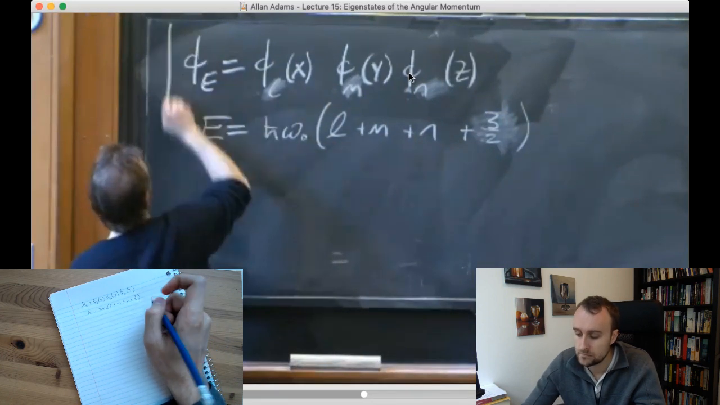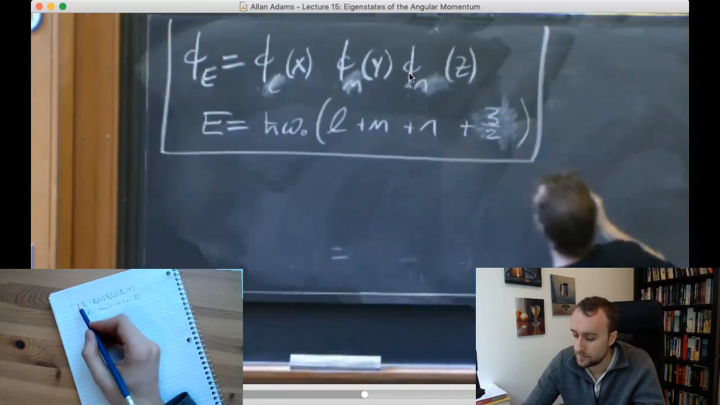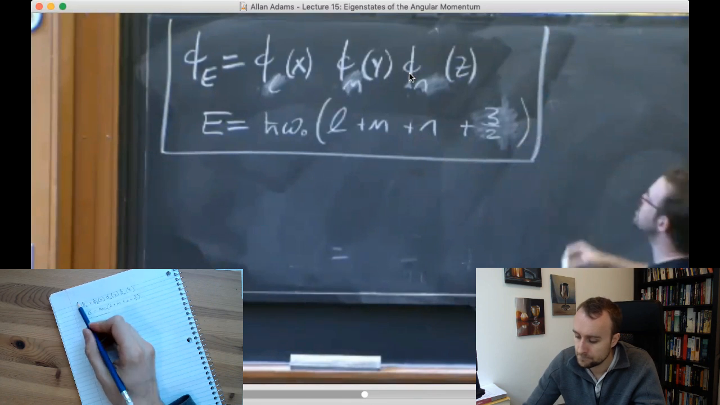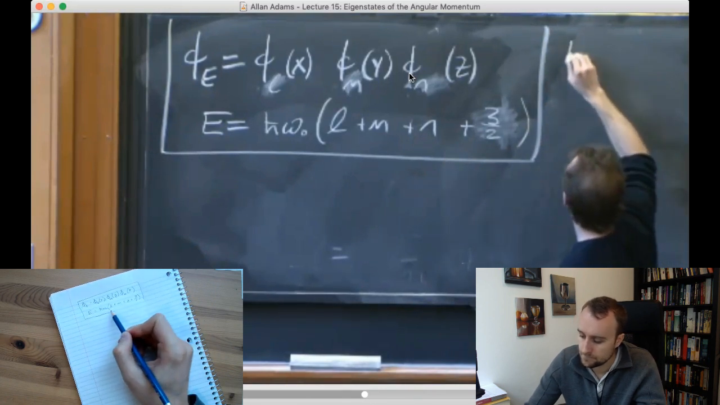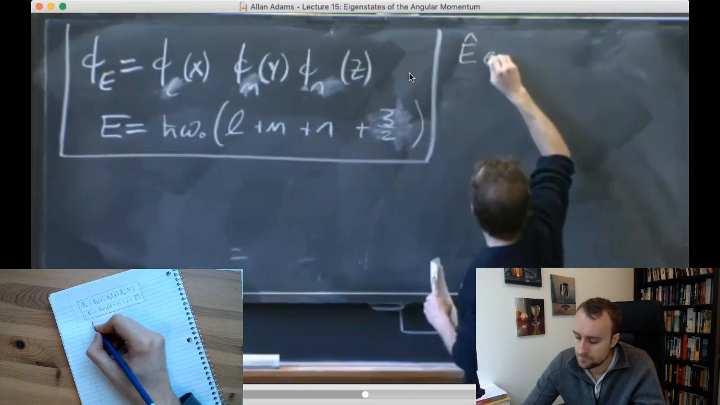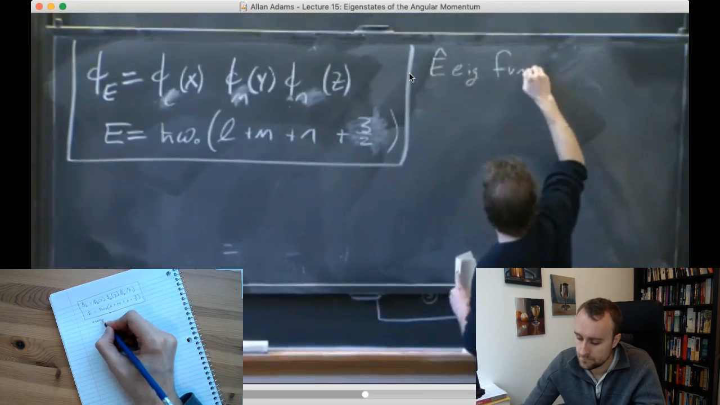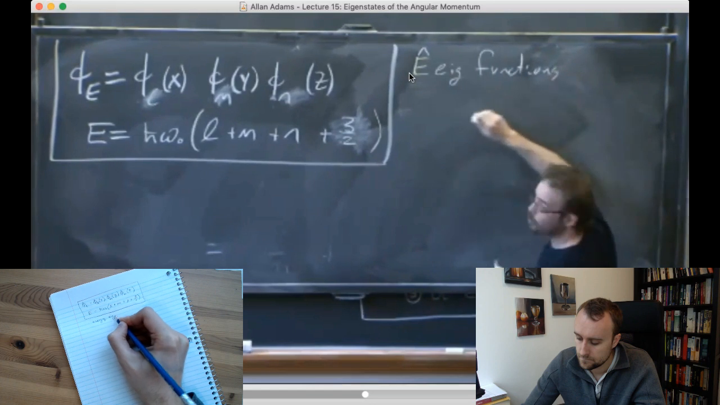So this is a basis of solutions of the energy eigenfunction equation. These are the solutions, the energy eigenfunctions, for the 3D harmonic oscillator.